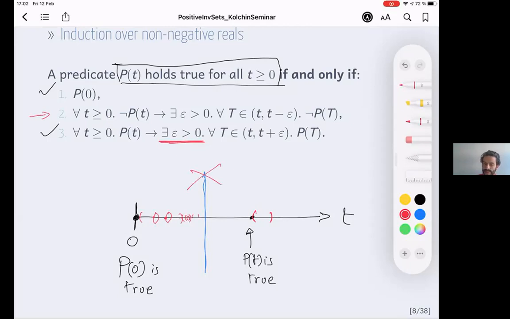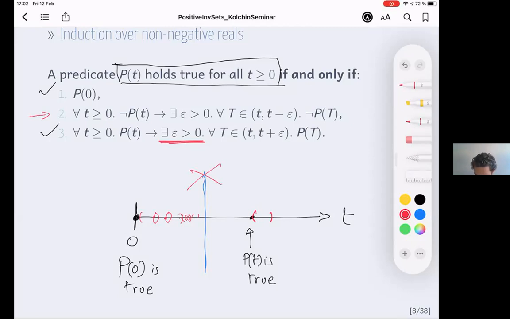It says that if not P(T) is true, then there exists a positive epsilon for which there is an open interval behind for which not P(T) is true. So basically it's saying that if you take P0 and you move forwards, no such walls exist, right? So this is basically the real induction. This is all you have to keep in mind for now. And this is all it says, in fact.